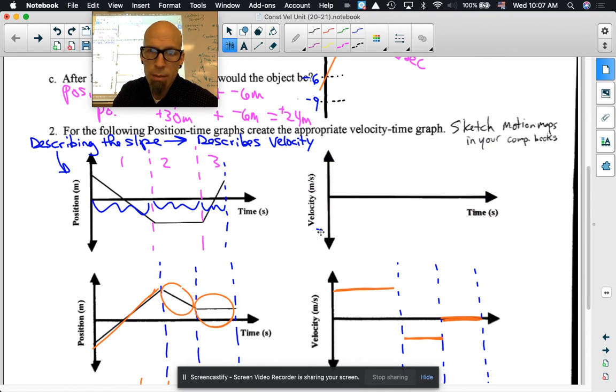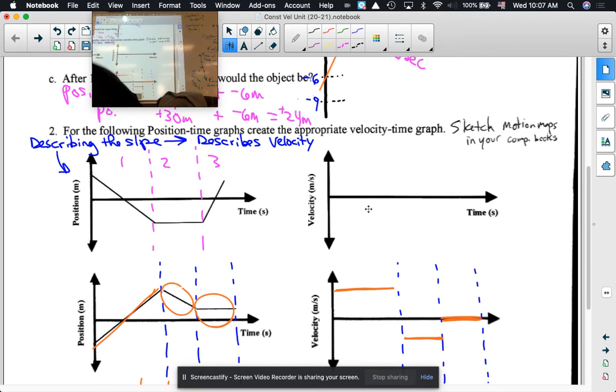So going back up to the top one, motion map. Let me get some of this stuff out of the way too. Okay, here we go. Motion map for, where's the first dot? That's a positive position out here. Moving in what direction? Negative direction. So my arrows are negative. And it gets about as far into the negative as what it started in the positive.